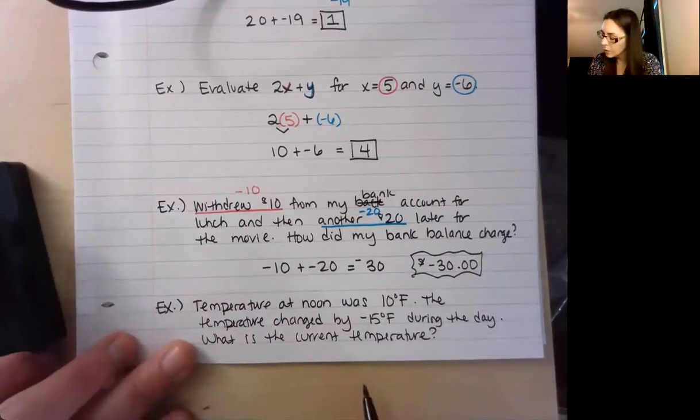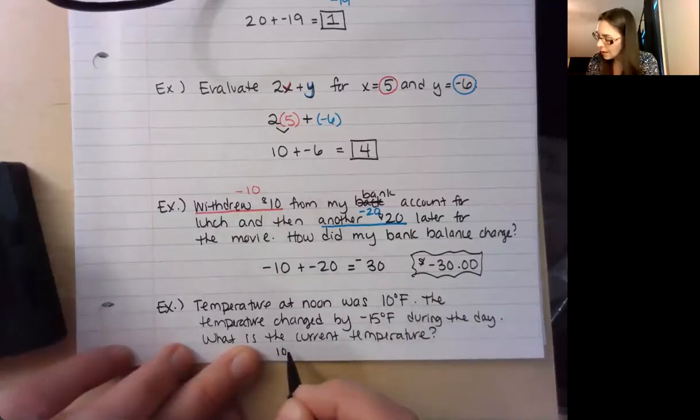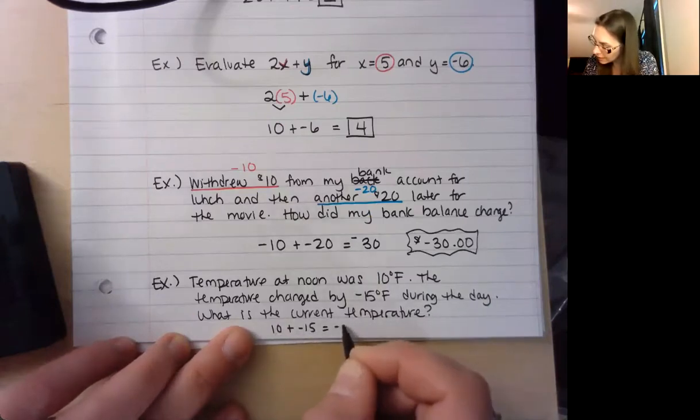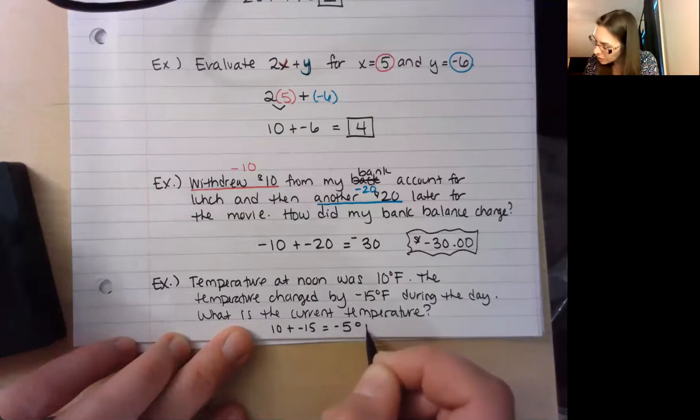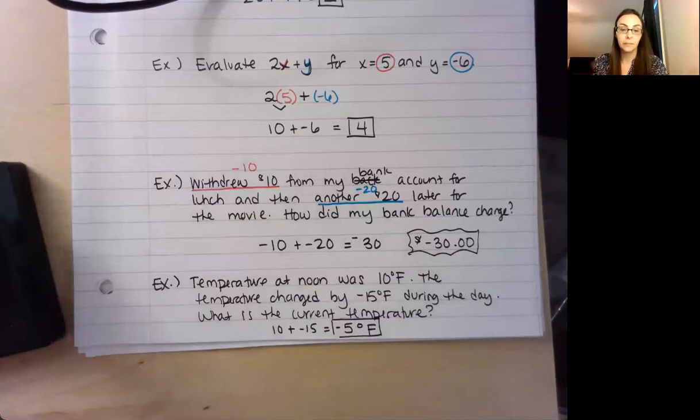So what we have here, we're starting at positive 10 degrees, and then we're changing it by negative 15 degrees. So we're going to add it with negative 15. And the current temperature then, these are different signs so we would subtract, and I have more negatives. So my current temperature is negative 5 degrees Fahrenheit.